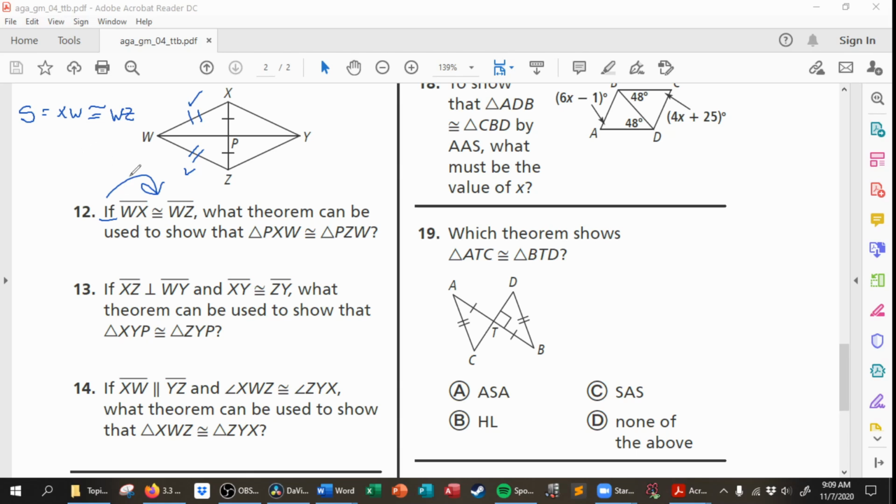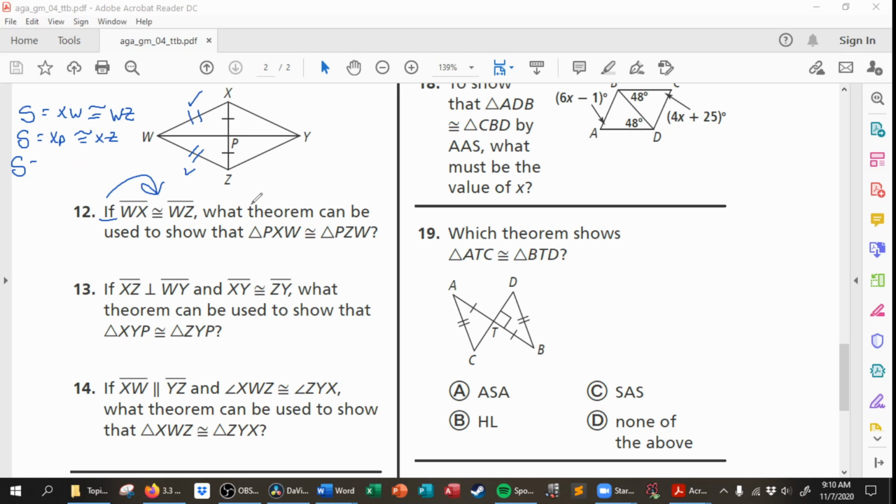Then I need to look at what else I know. Well, XP and PZ are congruent. So that's going to give me another side. I would just need either an angle of congruency, which I don't currently have, or I would need to be able to prove the third side in this triangle is congruent. And fortunately, we have the reflexive property right here, that WP is always congruent to WP. So for this one, we're definitely going side, side, side.